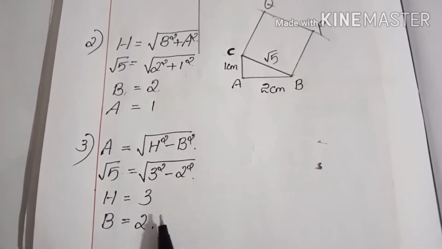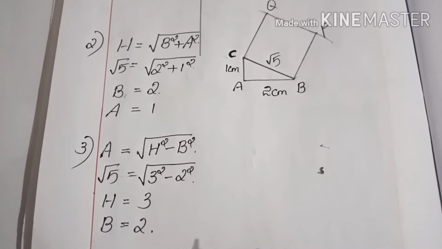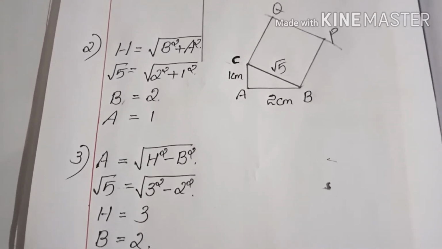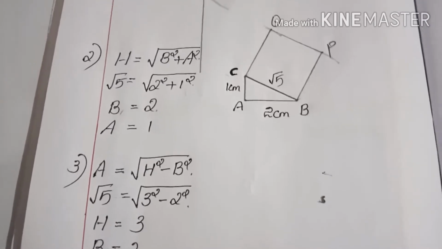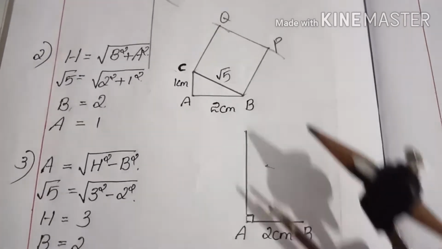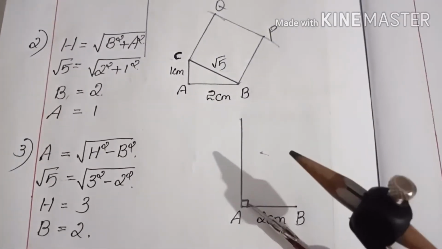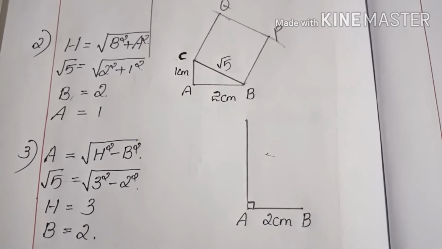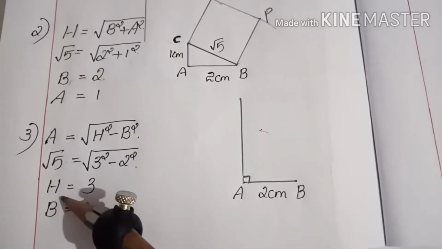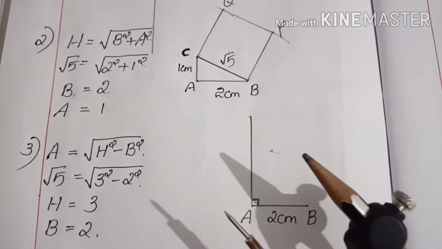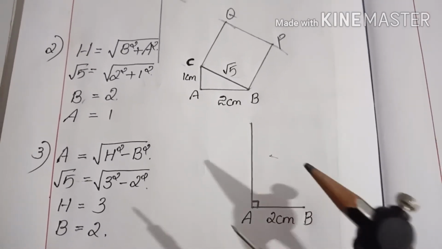So first draw a base 2 centimeter and a perpendicular line from one end. Just extend a line without any measurement. Here AB is 2 centimeter and this is just an extending line, a 90 degree perpendicular line. Now we need to consider hypotenuse as 3 centimeter. So measure 3 centimeter in the compass.